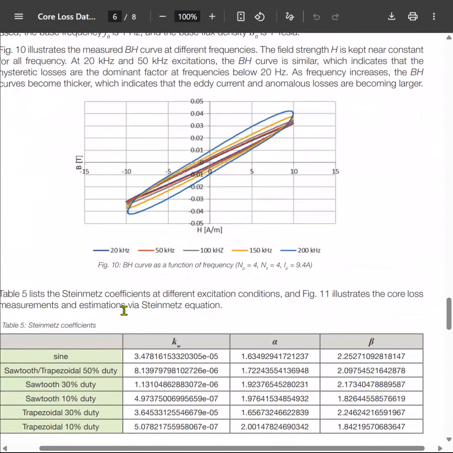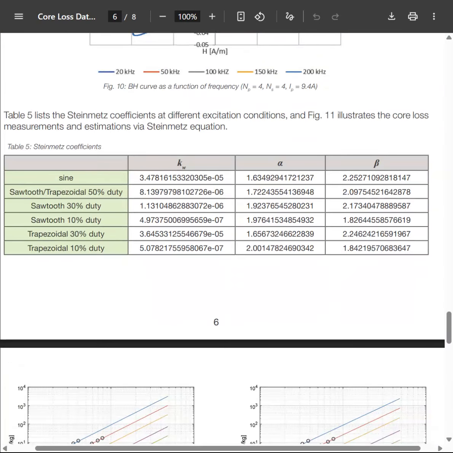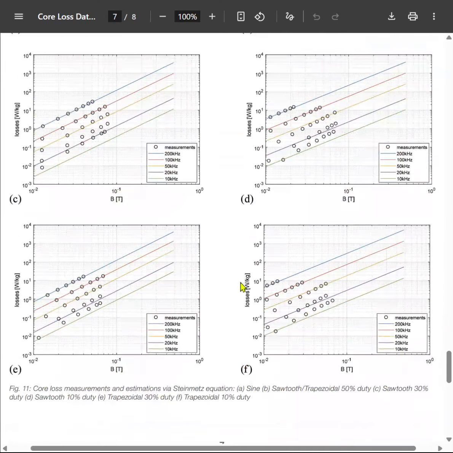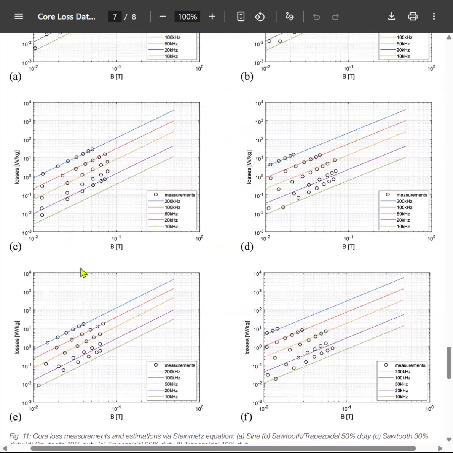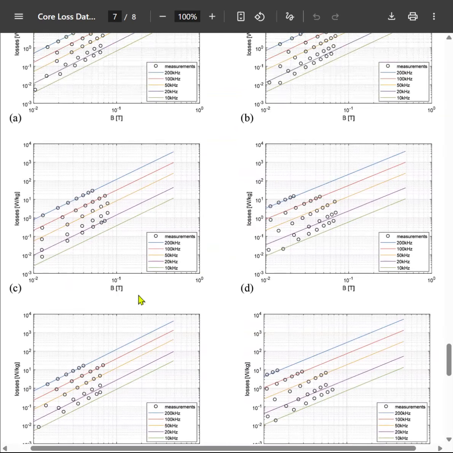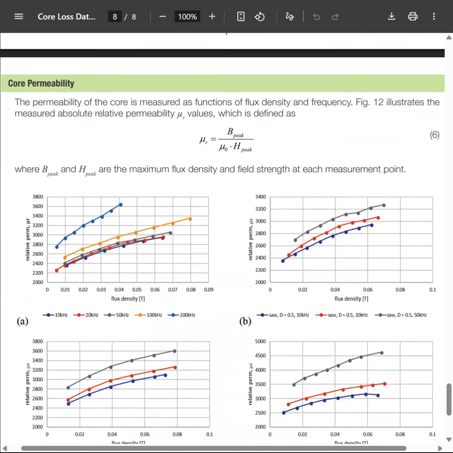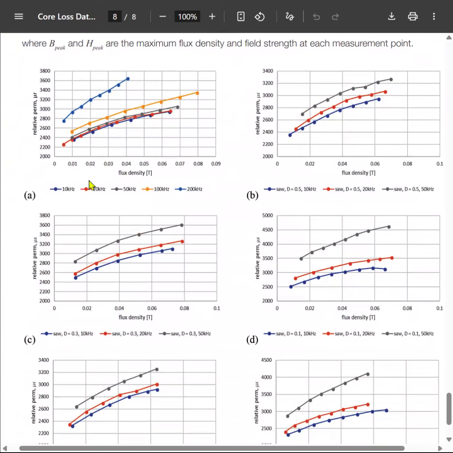And this is the BH curve as a function of frequency. Here you can see that for different types of waveforms with different duty cycles, different parameter values are given. And these are the waveforms for the losses at different frequencies and the flux density accordingly. And these are the core permeability waveforms, the practical ones, which they have shown here for flux density at different frequencies and the relative permeability.